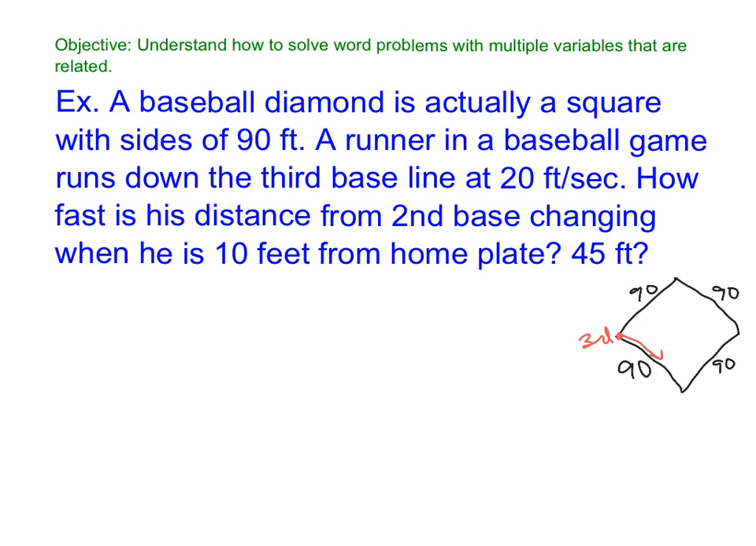How fast is the distance from second base changing when he is 10 feet from home plate? So he's here. He's 10 feet from home plate. Here's second base. All right, so what shape are we dealing with here? It's a square, but it's not a square, because we have this diagonal in here. This is a right triangle. We're going to do Pythagorean theorem again.